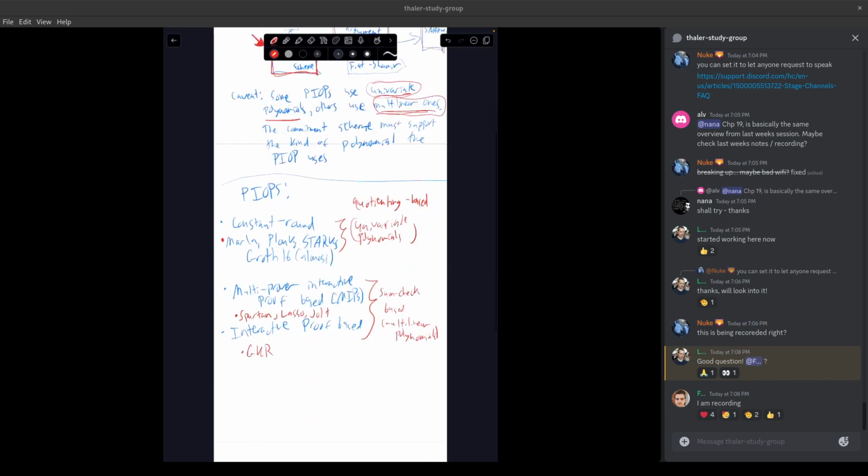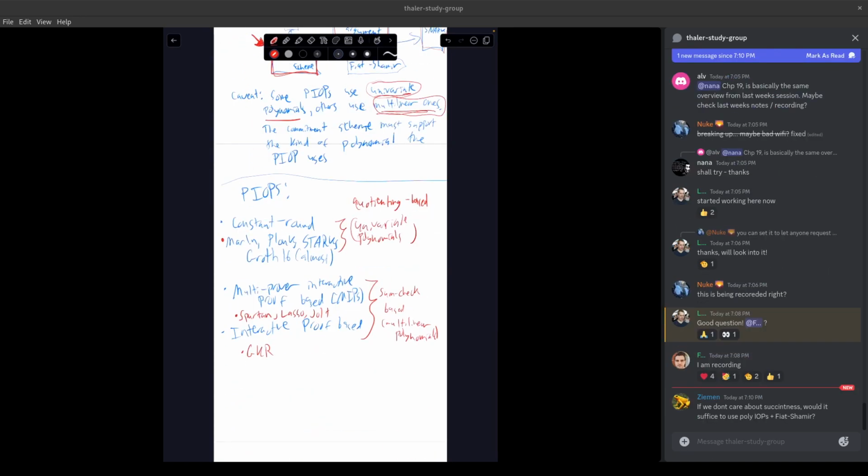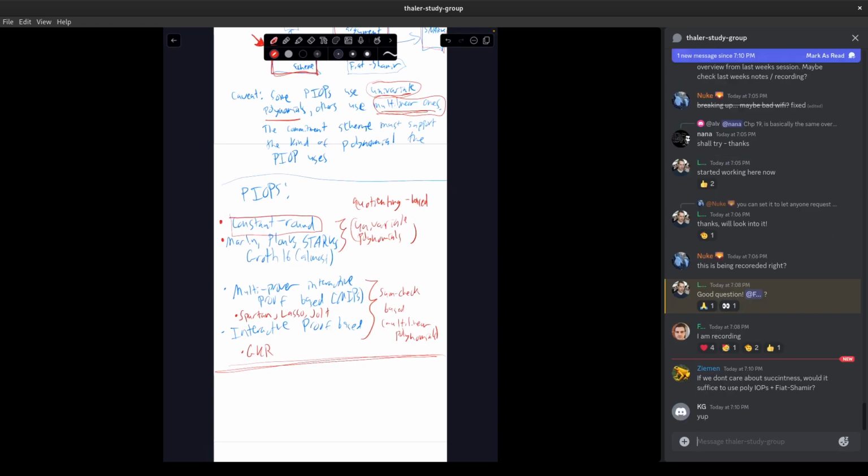Okay, so just some quick examples of PIOPs and polynomial commitment schemes, and then we'll get to the new content of today. I think you can put PIOPs into roughly three categories. The first one is what I call constant round PIOPs. Here, the constant tends to be about 1 or 2 rounds or something like that.